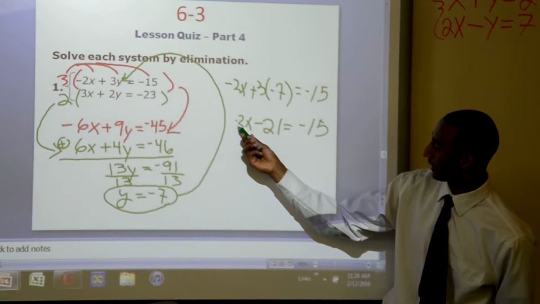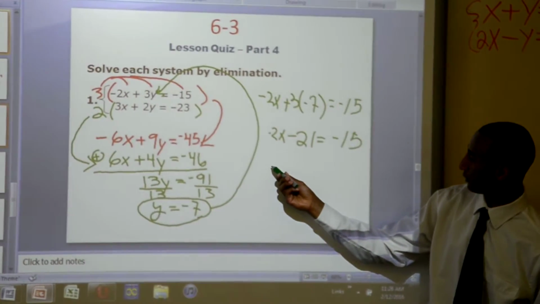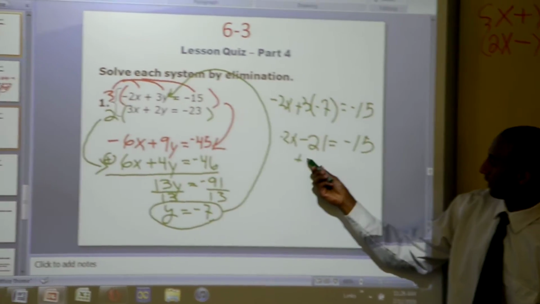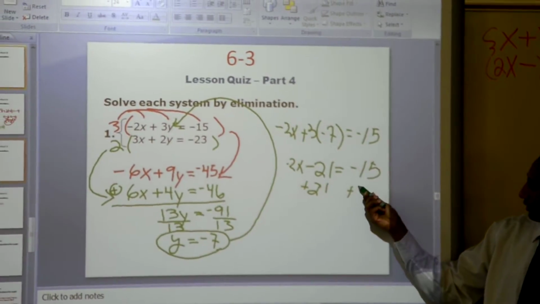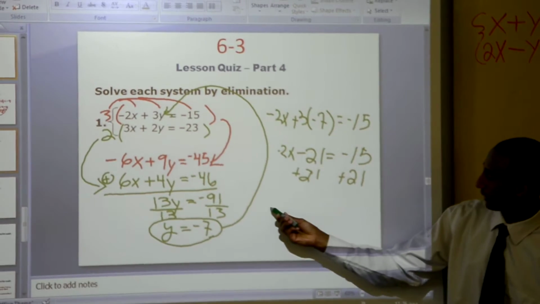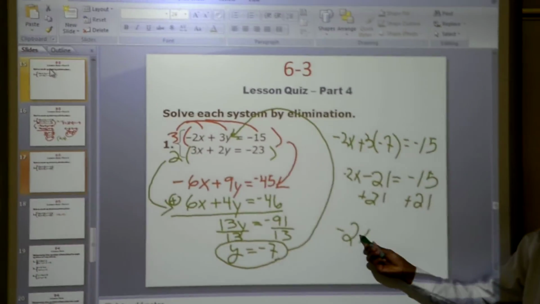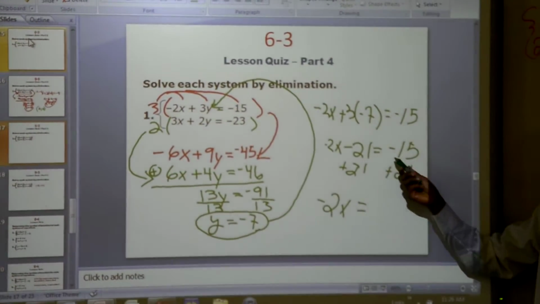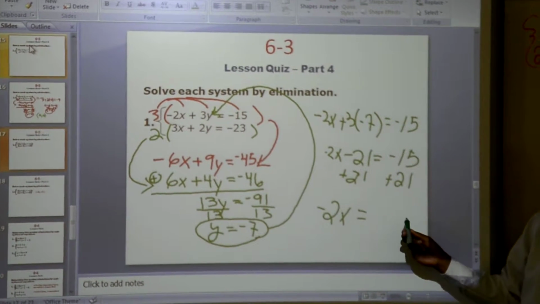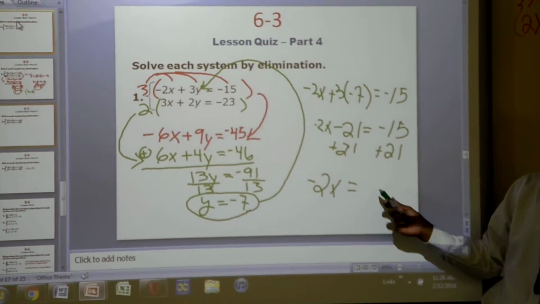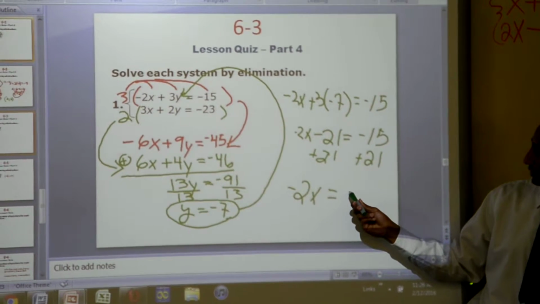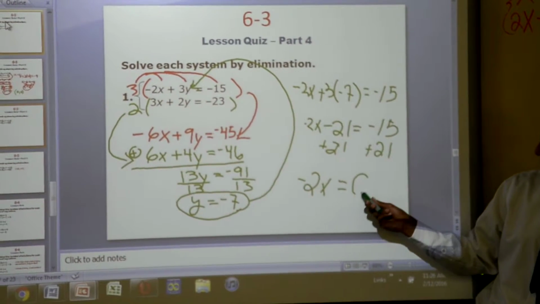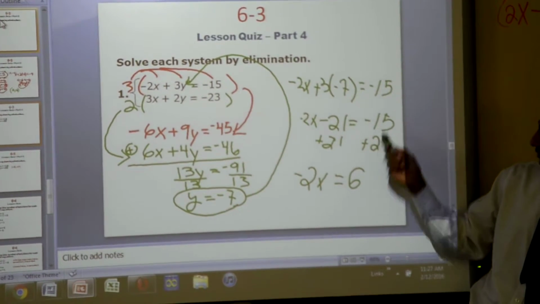Then to get negative 2x by itself, we have to what? We have to add 21. So we get negative 2x is equal to, what is negative 15 plus 21? What do we get? It's 6, right? Is it positive or negative 6? Positive 6, because we have more positive than negative.